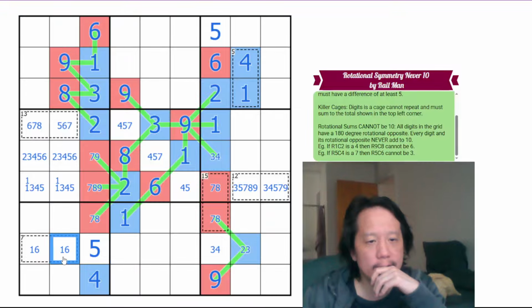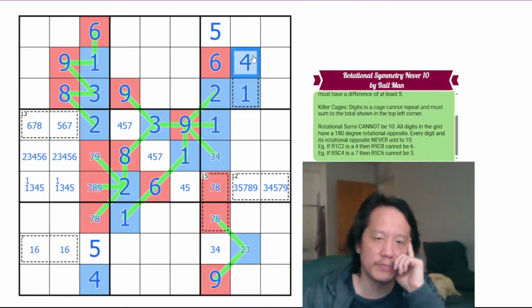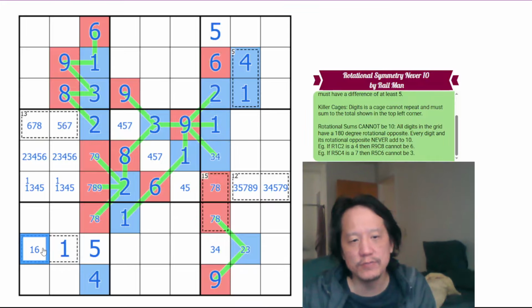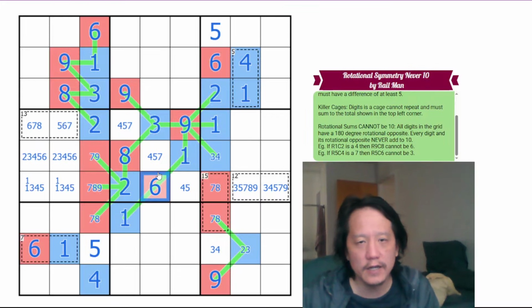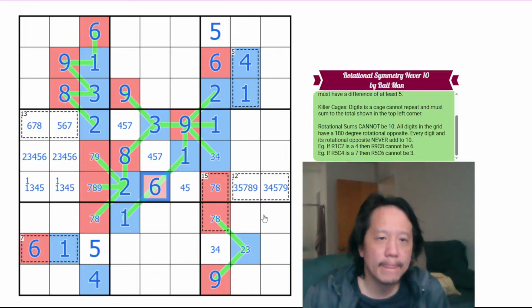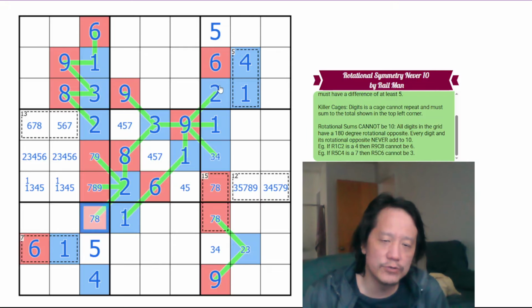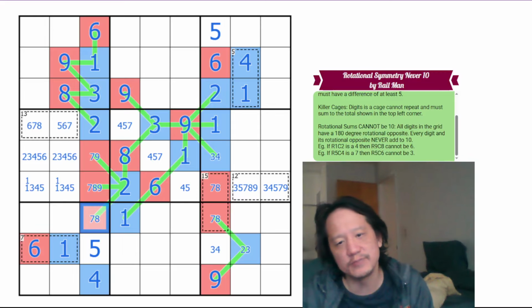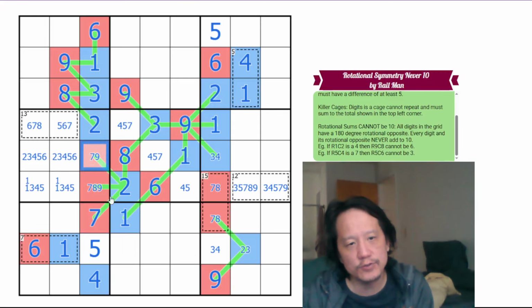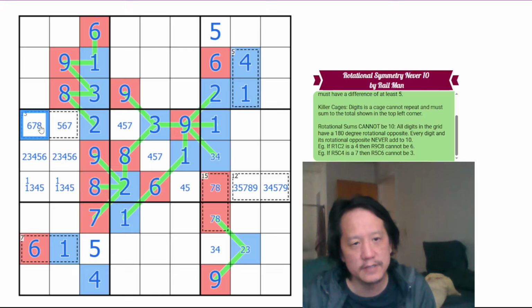Okay. This cannot be 6 because that's rotationally opposite 4. So this must be the 1. That's 6. This is low. This is high. This cannot be 8 because if it's 8, that would be rotationally opposite the 2, and that adds up to 10. So this is 7, which forces this to be 9, which makes that 8.